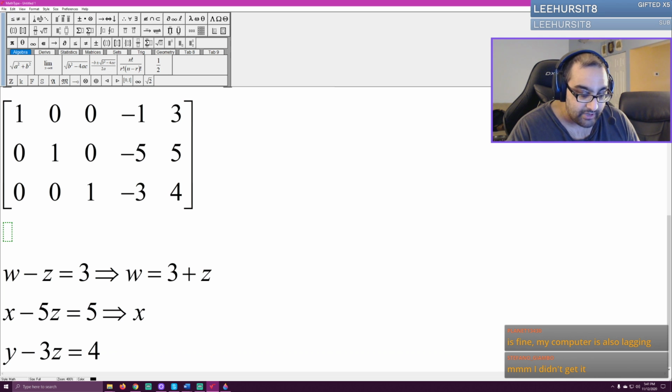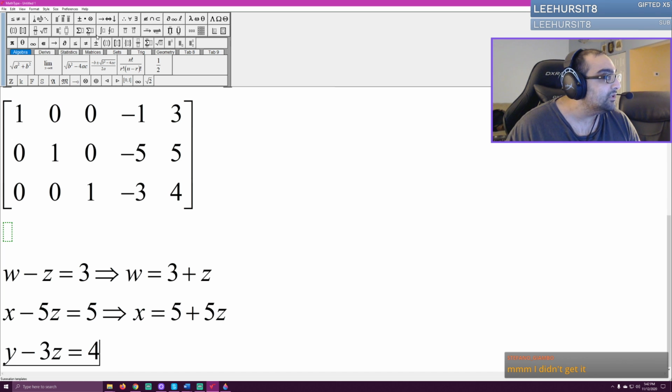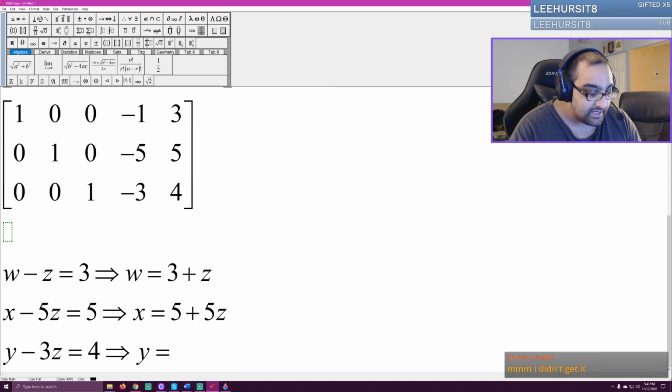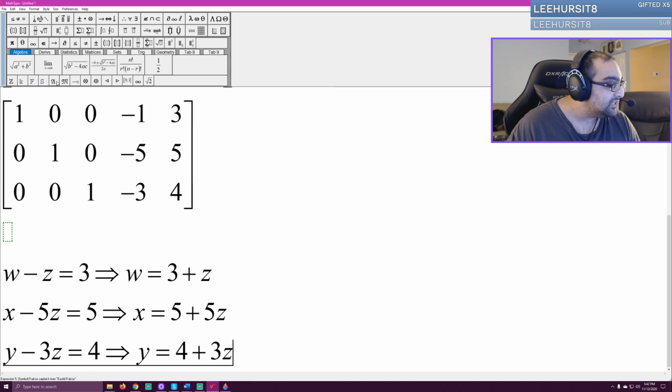All right, here we get for x: x is equal to 5 plus 5z. Okay, so 5 plus 5z is what we get for the next one. And then finally, for the last one, we get y is equal to 4 plus 3z. Again, I'm just moving this z to the other side, or I add 5z to the other side. So notice I've put w, x, and y in terms of z.